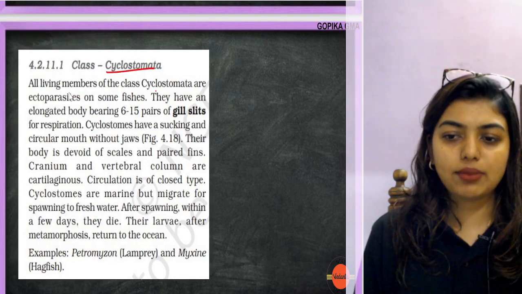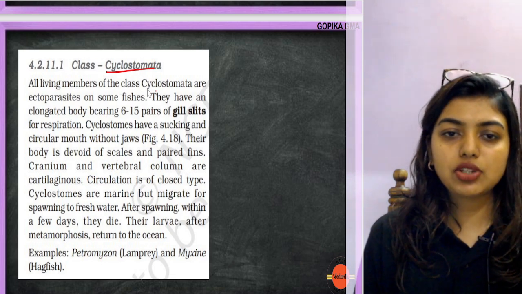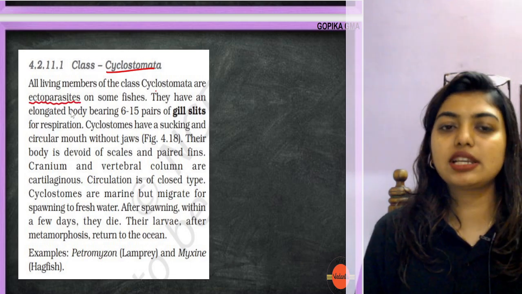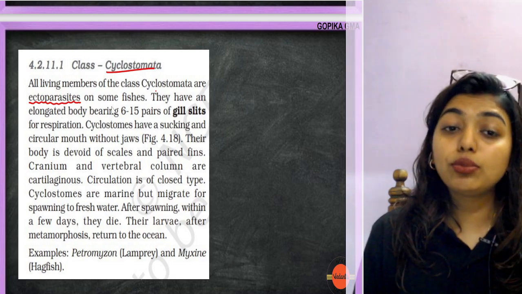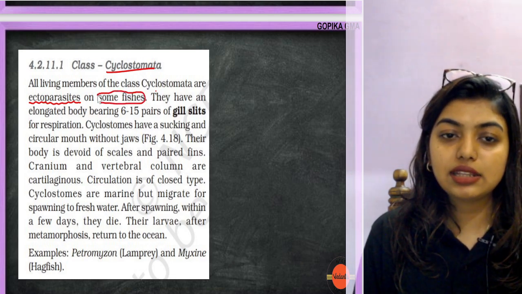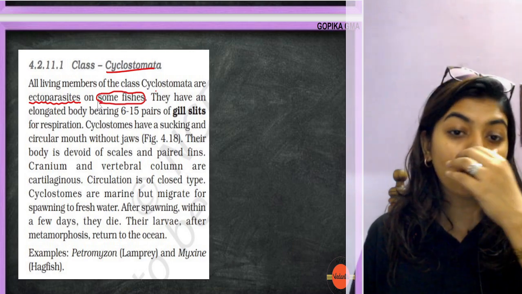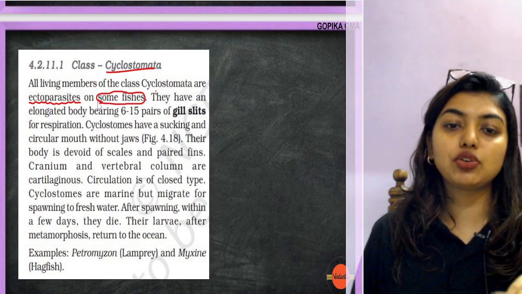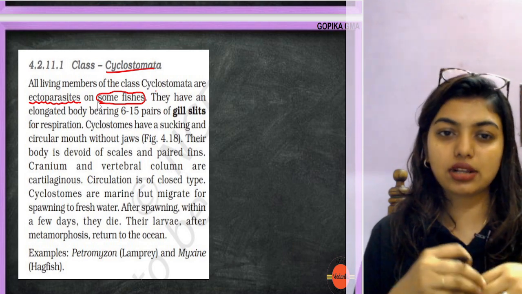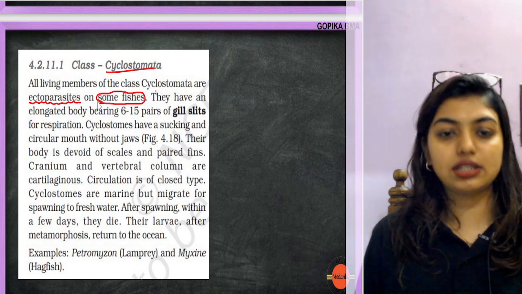Class Cyclostomata, that is, all living members of class Cyclostomata are ectoparasites. I already told you ectoparasite means they live outside. And on whom do they live? On some fishes. Some of my students have seen this because you would have watched videos where you can see, on a shark, there are some creatures stuck. That is what this is.